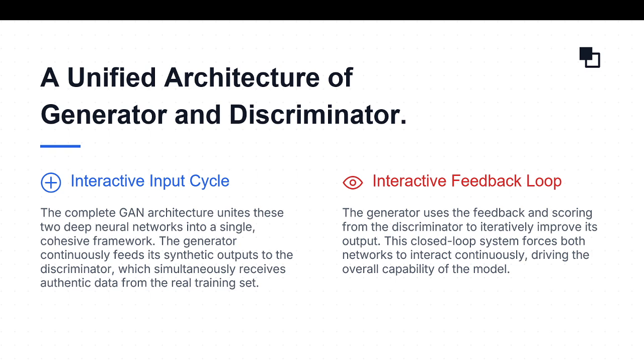There are two loops associated with a GAN model. One is an input cycle, the next one is a feedback cycle. With the help of an input cycle, we can continuously feed input to a discriminator. With the help of a generator, we can generate a synthetic output, and that synthetic output is given as input to a discriminator, and the feedback loop is given as input to a generator. With the help of this feedback loop, we can improve the data set quality.